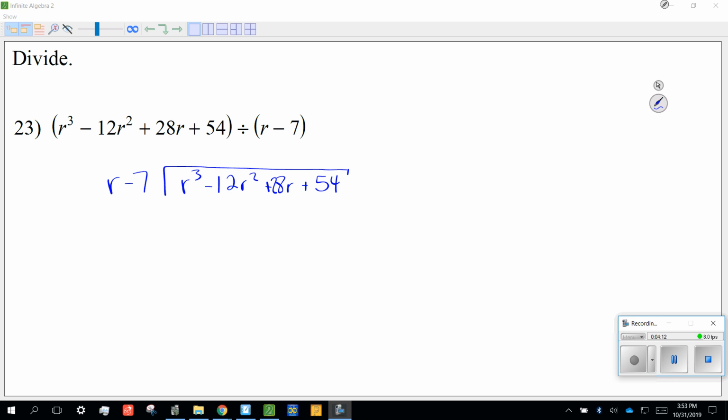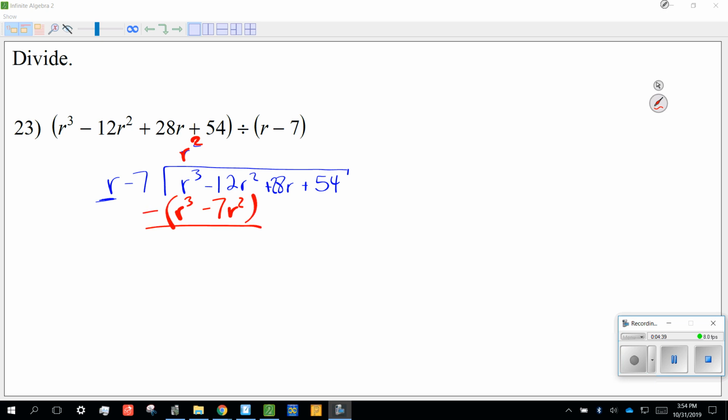Alright, so with long division, you look at the first term in your linear factor. So r. r will go into r cubed r squared times. So r squared times r is r cubed, and then we have to do r squared times the other number, -7, and we get -7r squared.